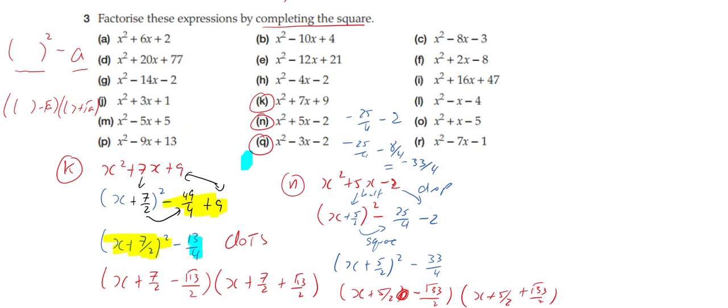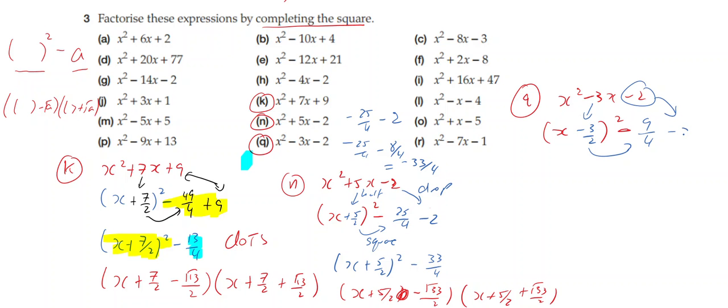We'll do Q as well. So Q, same process. I'm going to apply the scaffold, and I'm going to halve the coefficient of the middle term. So that's negative 3 over 2. Square the result, so it's 9 over 4. Now, I want to highlight when you square anything, it's always going to be positive, but because the scaffold has a negative there, you'll have a negative as a result here.